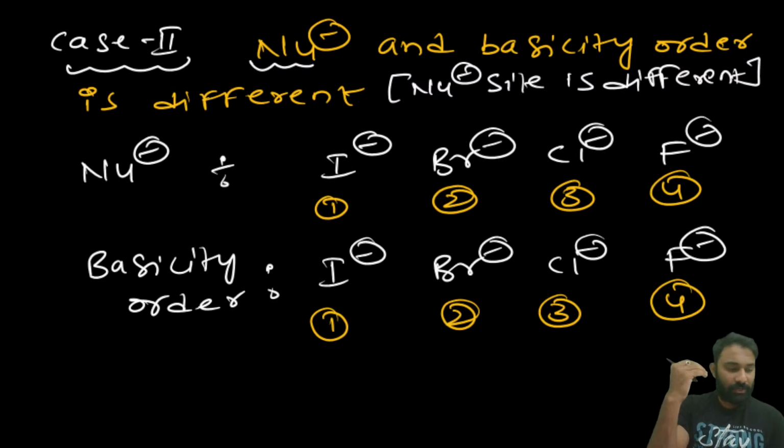See, if case 1, case 2 and case 3 are clear for you, then in SN1, SN2, E1, E2, E1cB, in all the reactions, you will never ever get a problem. Which one will be the base and which one will be the nucleophile, where to act as a nucleophile, where to act as a base.